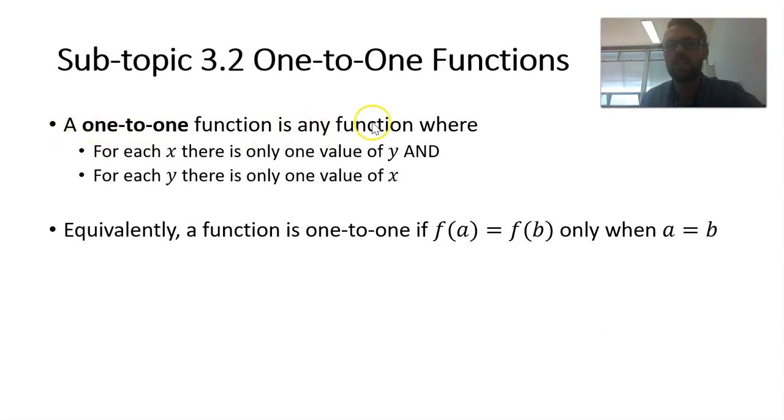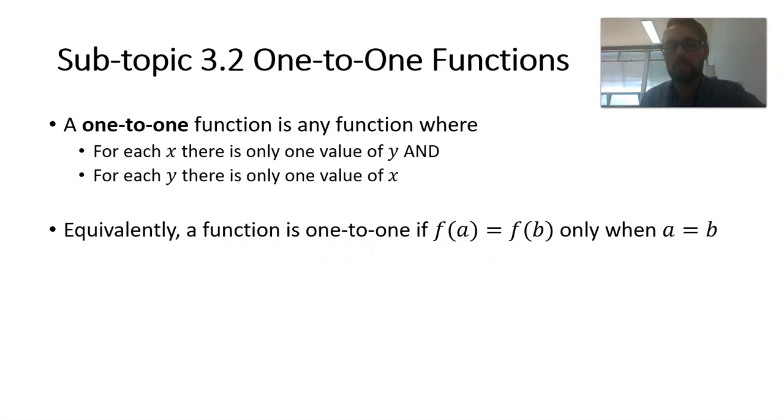A one-to-one function is any function where for each x there is only one value of y, and for each y there is only one value of x. Equivalently, a function is one-to-one if f(a) equals f(b) only when a and b are the same. Okay, so what does that mean?